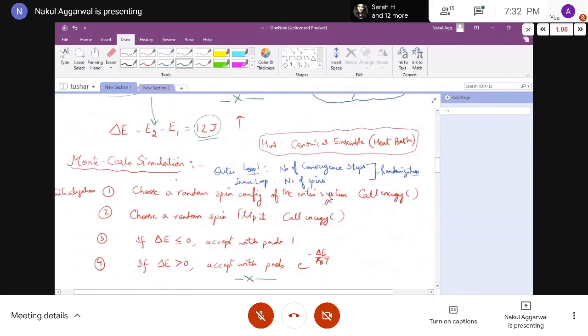Okay, so the delta E is 12 joules. Now we have seen that the energy has increased. It's a bad state, we know, but we do not want to reject it outrightly. So I want to draw another analogy here, though we will discuss this later on. Why can we not reject this state?